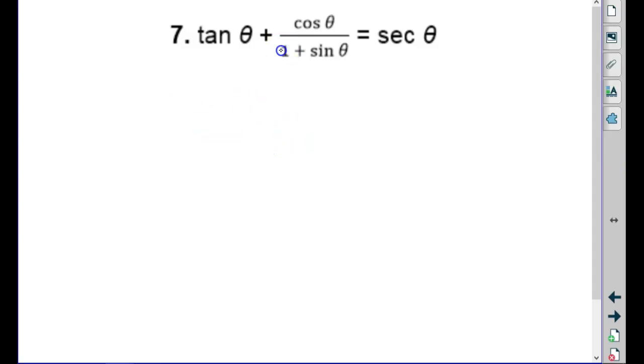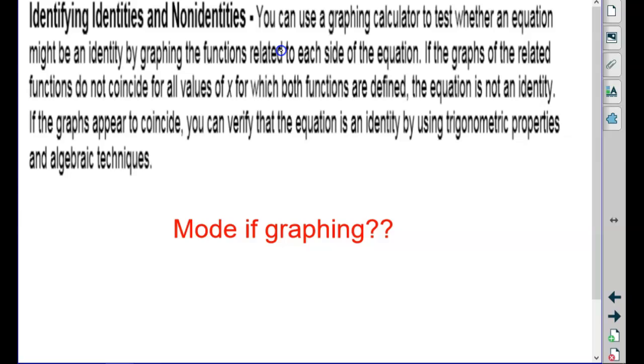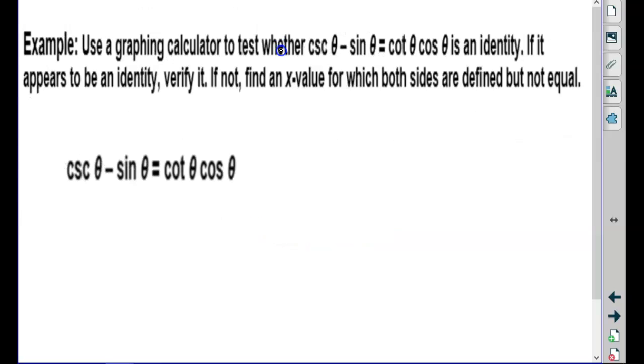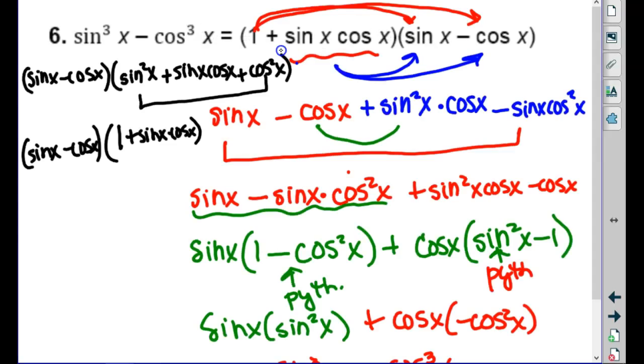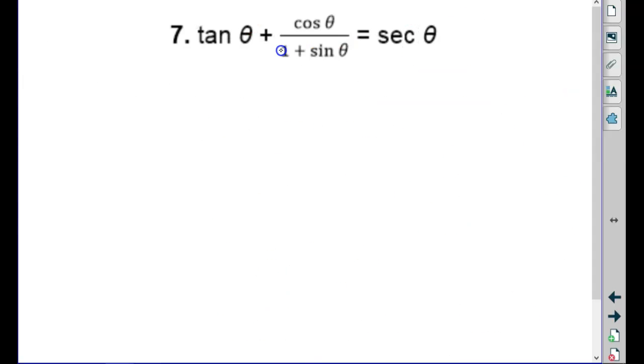All right, what do you want to try on 7? What do we got left here? 7, 8, graphing, 12 minutes, okay. You want to work with the left side, I think, right?